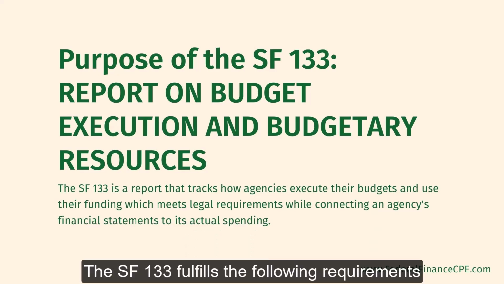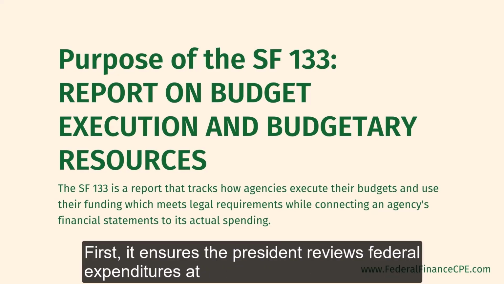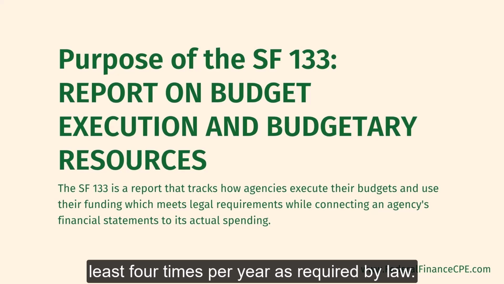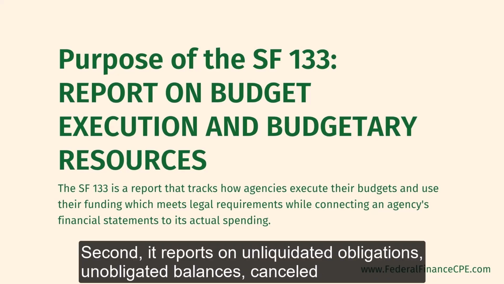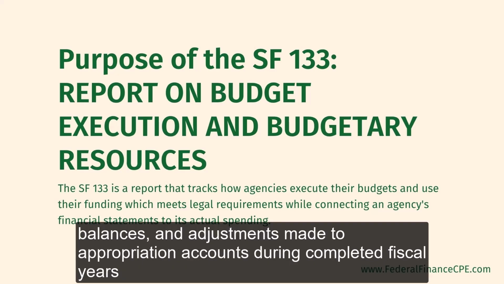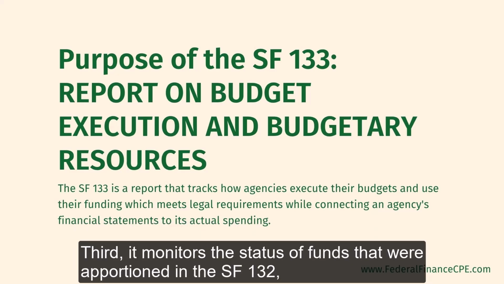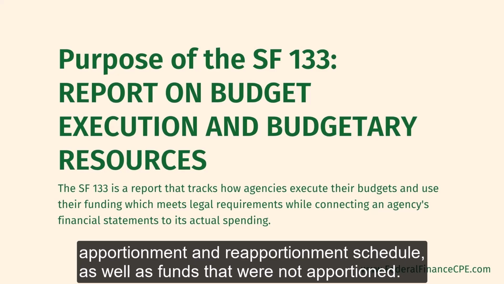The SF-133 fulfills the following requirements. First, it ensures the President reviews federal expenditures at least 4 times per year as required by law. Second, it reports on unliquidated obligations, unobligated balances, canceled balances, and adjustments made to appropriation accounts during completed fiscal years. Third, it monitors the status of funds that were apportioned in the SF-132 apportionment and reapportionment schedule, as well as funds that were not apportioned.